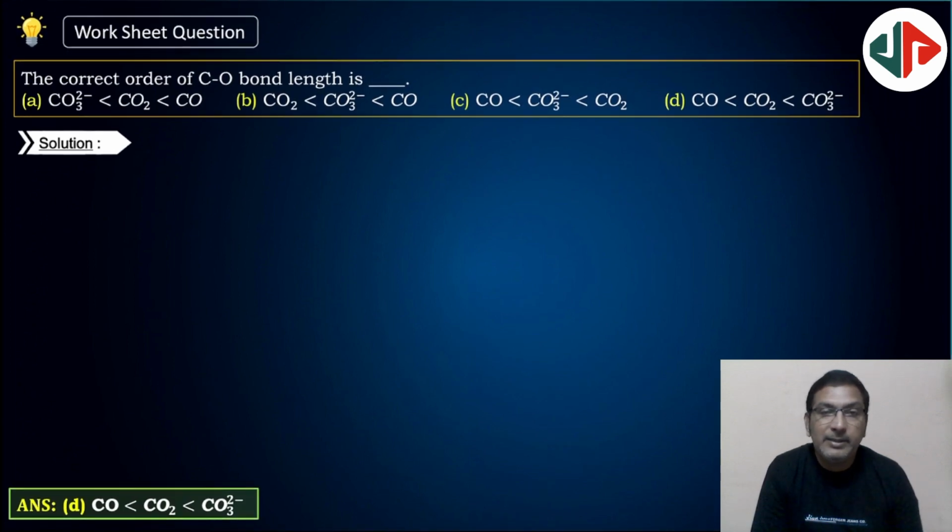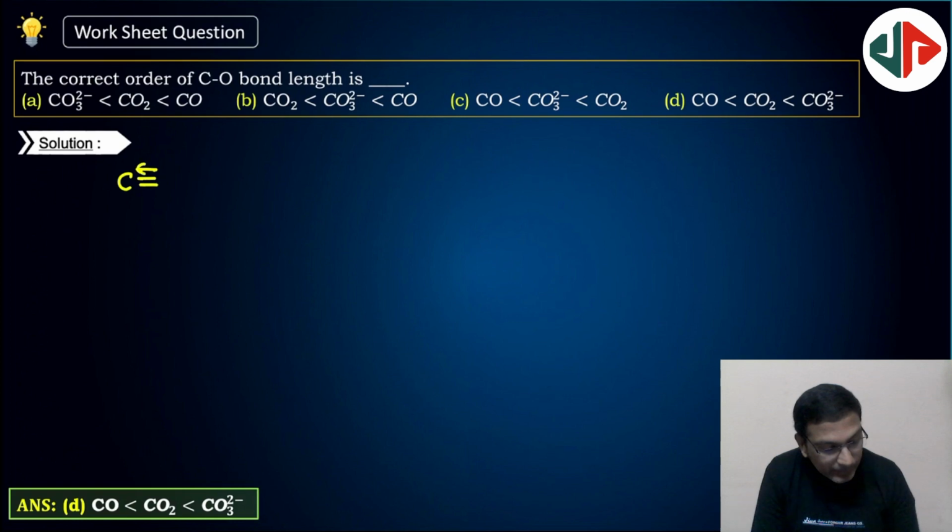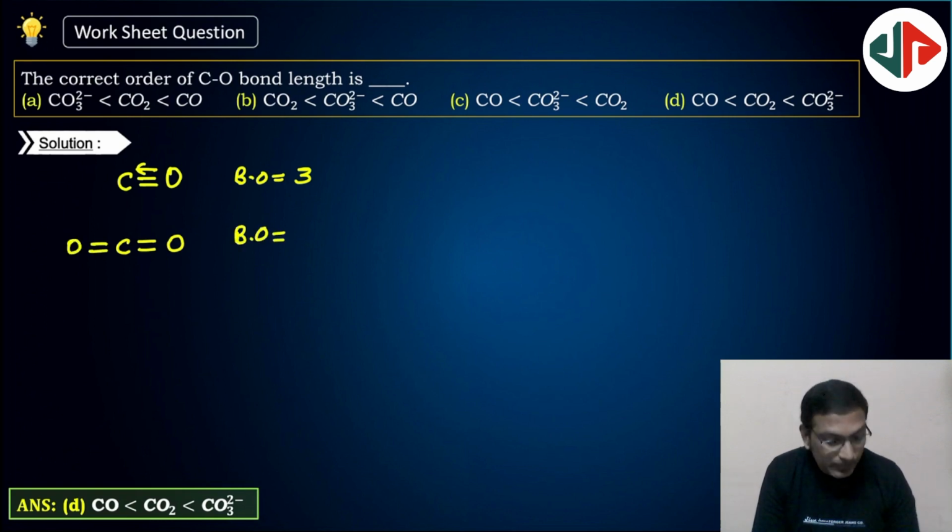The correct order of CO bond length is. So here three molecules are given. CO, the structure of CO, carbon monoxide. For this, bond order is 3. Bond order is the number of bonds between two atoms. Next, CO2 is given. Bond order equal to 2. So between two atoms, two bonds are present.